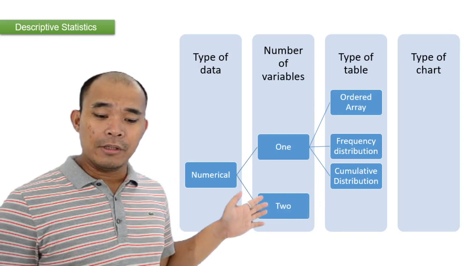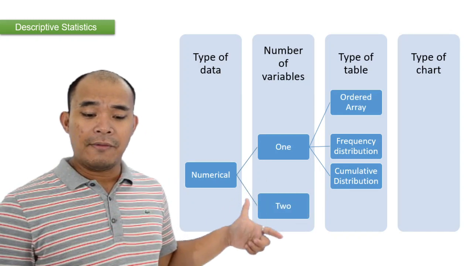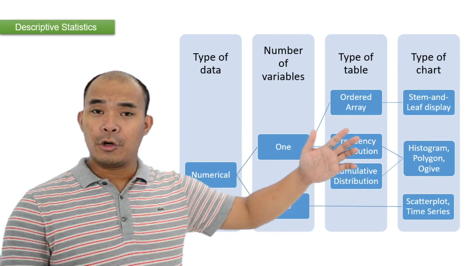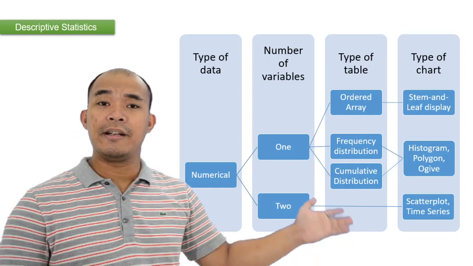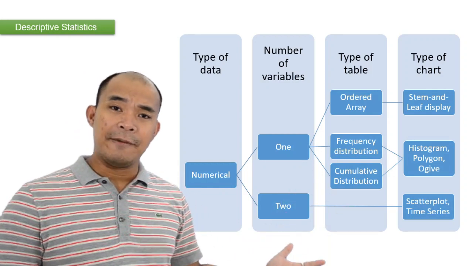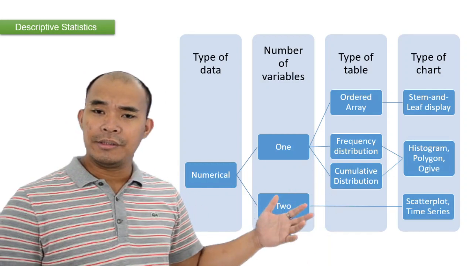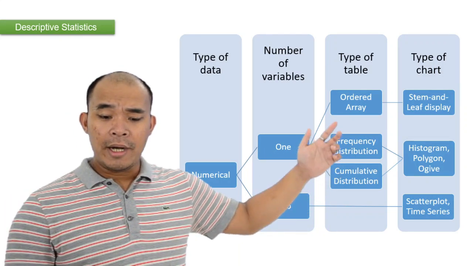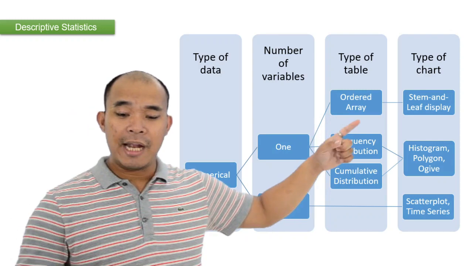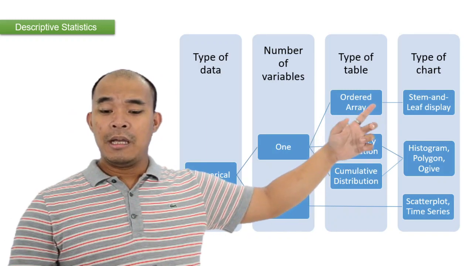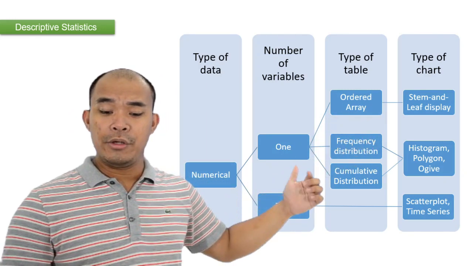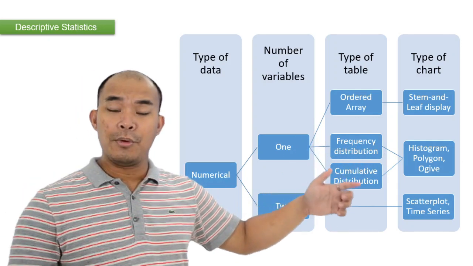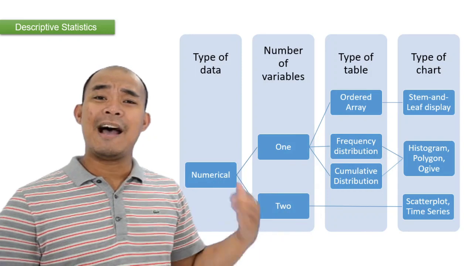If you have two numerical variables, you're going to use a scatter plot for the graph, or the time series plot if the other variable is time, for example, year, month, minutes, or hours. Okay, so if you have one variable and you use the ordered array, you're going to use the stem and leaf display. And if you use the frequency distribution, we're going to use the histogram, polygon, or ogive. Okay, so that is how we decide.